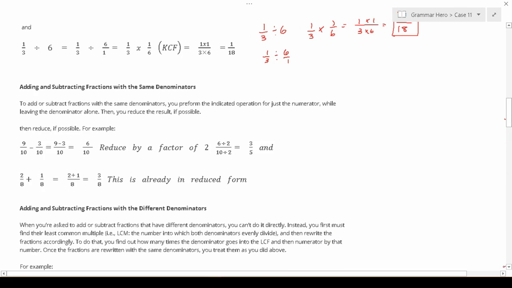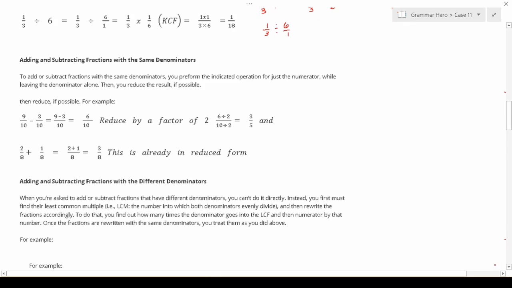Adding and subtracting fractions with the same denominators is simple as well. When you're adding and subtracting fractions which have the same denominators, you're simply adding or subtracting the numerators, putting them over the denominator, and reducing. So, for example, 9/10 minus 3/10. Again, we're going to keep the denominator the same, but we're going to subtract the numerators. So 9 minus 3 over 10. 9 minus 3 is 6. Keep the denominator the same.